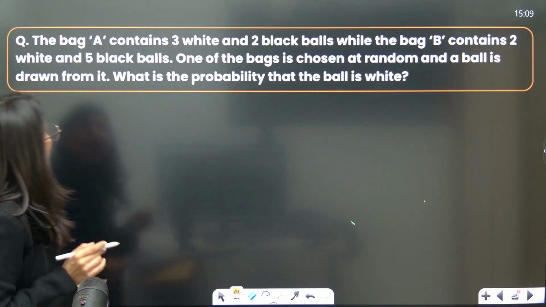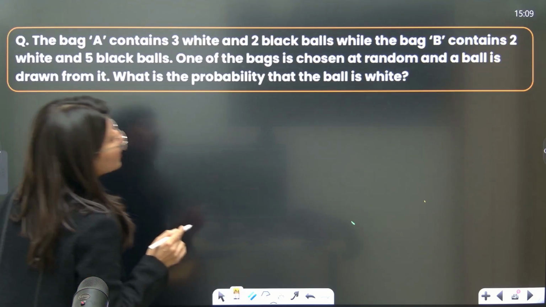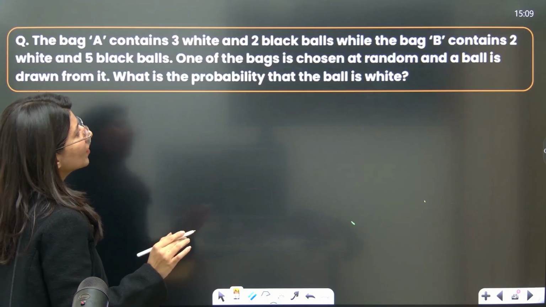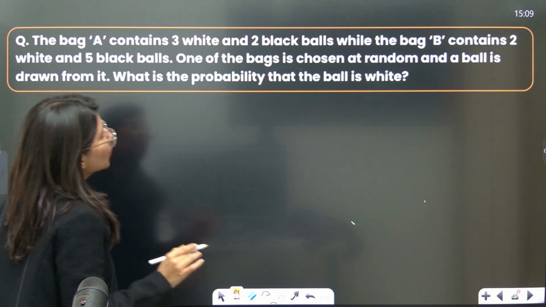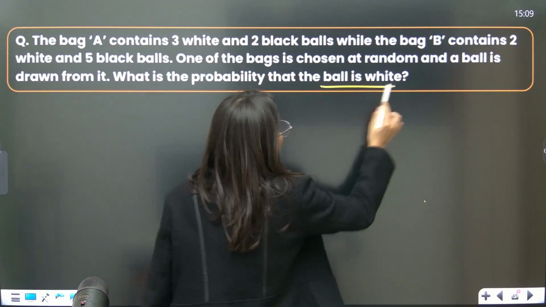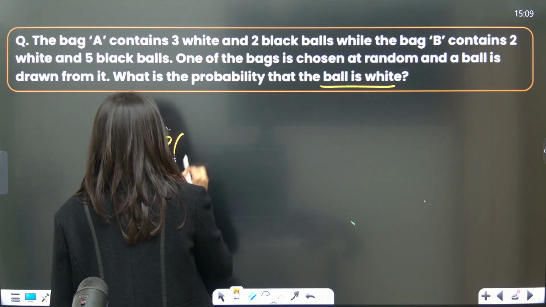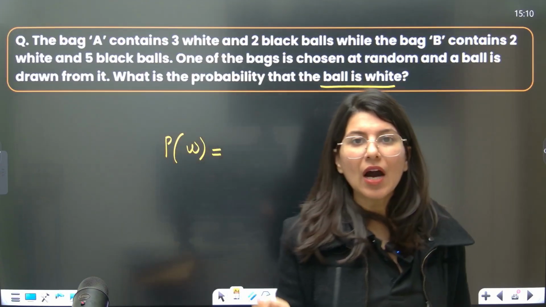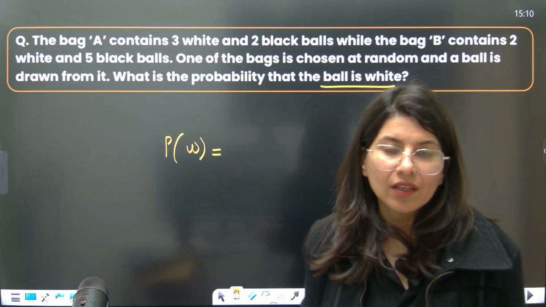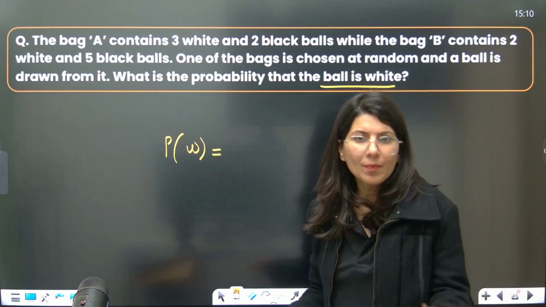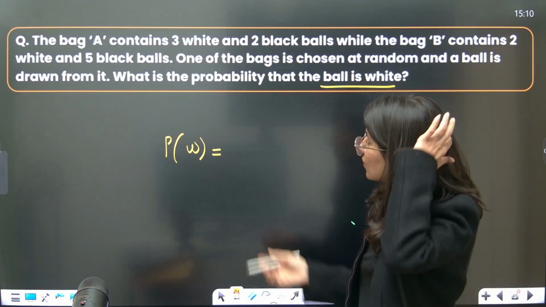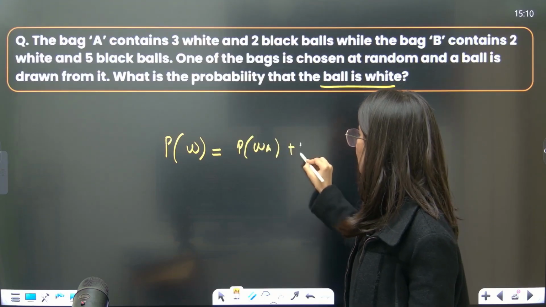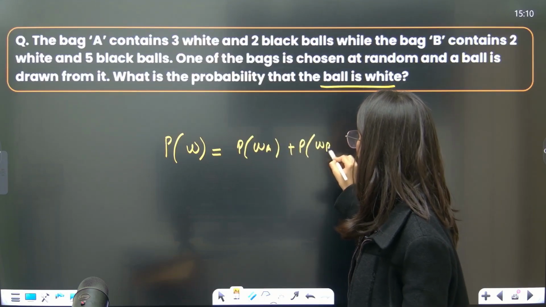Bag A contains 3 white and 2 black balls. Bag B contains 2 white and 5 black balls. One of the bags is chosen at random and a ball is drawn from it. What is the probability that the ball is white? So basically you want the probability of the ball being white. Now, total probability theorem. How can you get a white ball? You can get a white ball from bag A or bag B. So it is the probability of getting a white ball from bag A plus the probability of getting a white ball from bag B.